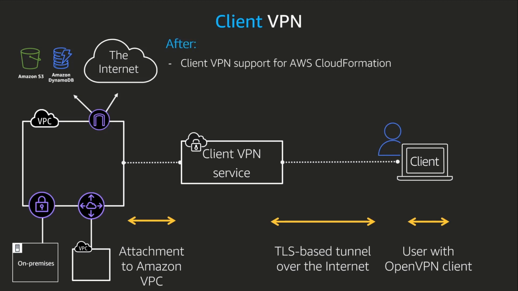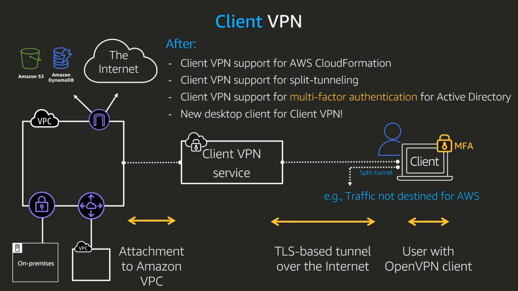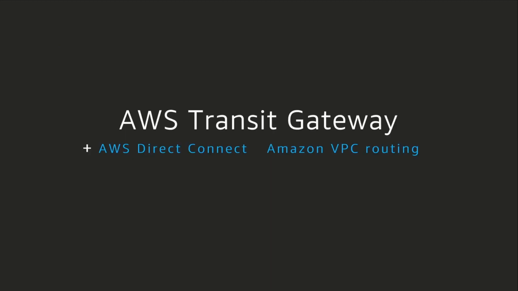So some of the updates for Client VPN: we now support CloudFormation for Client VPN. That one's definitely a no-brainer, so I'm pretty happy that that one's there now. We now support split tunneling, so not all traffic is going to go over the client VPN service to AWS. You can split other traffic out to other destinations as well. So maybe traffic that's not destined towards AWS, you can send it via the split tunnel. And we also support multi-factor authentication for Active Directory now. And we have a new desktop client for Client VPN, which is quite recent.